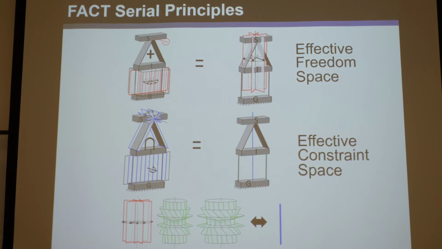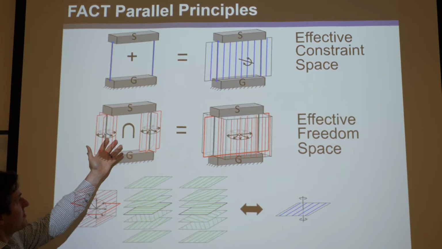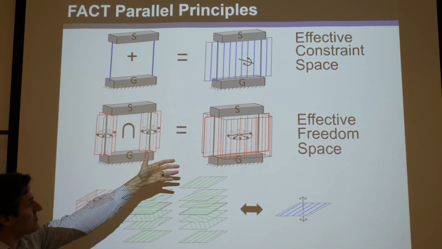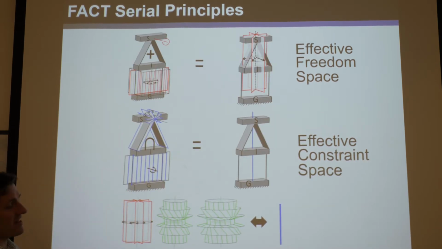So again, constraints in parallel, you add them. Constraints in series, you find their intersection. Freedom spaces in parallel, you find their intersection. Freedom spaces in series, you add them. You linearly combine them. So it's the exact opposite.